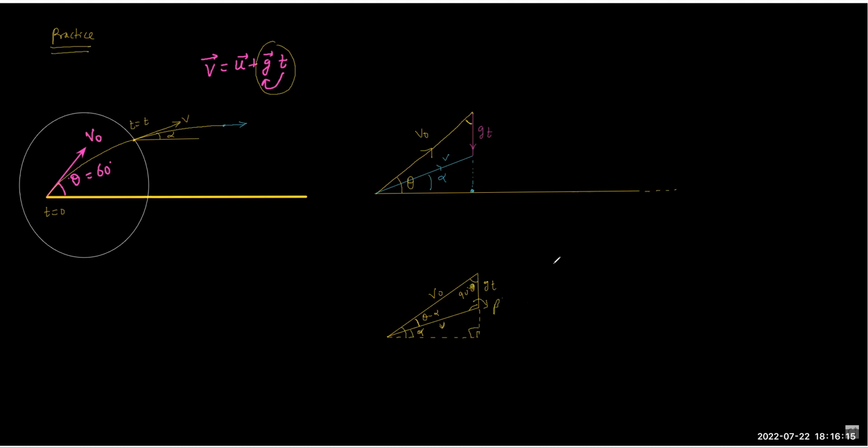Let's call it beta, and we can use the property of a triangle that the sum of the angles is 180. So theta minus alpha plus 90 minus theta plus beta is 180. Right, guys? So beta turns out to be how much? 90 plus alpha. Can we say yes or no? So beta is 90 plus alpha. Is this part clear? Yes or no? Yes, sir. Okay, great.